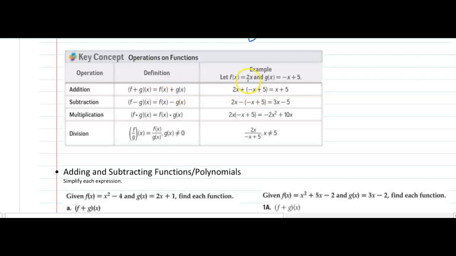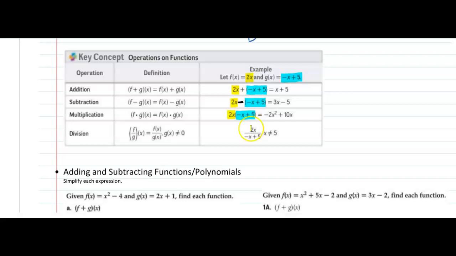Over here you can see if f of x is 2x and g of x is negative x plus 5, if we want to add them, we're just putting f of x first and we're putting g of x second. And then we're combining like terms. When we want to subtract them, we're literally taking f of x and we subtract g of x. We're going to have to distribute that negative. When we multiply, we're just taking the first function and multiplying it by the second function. Again, stuff that we did in step 3.